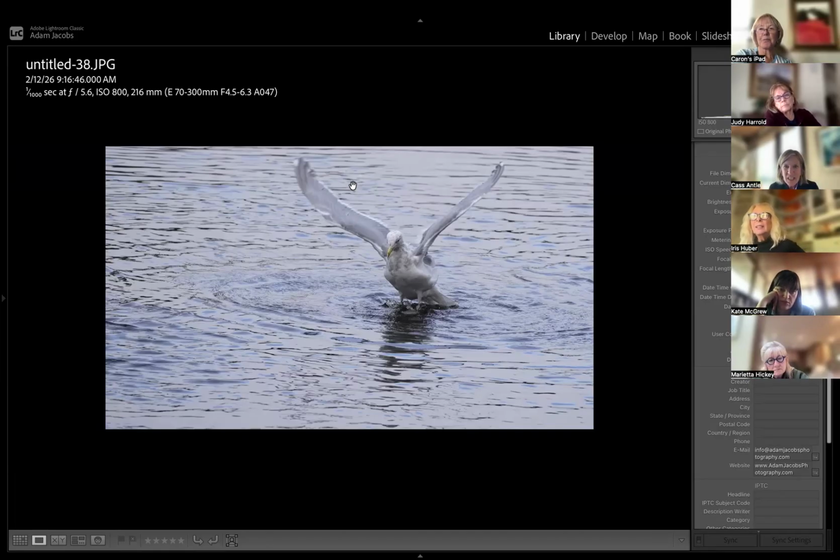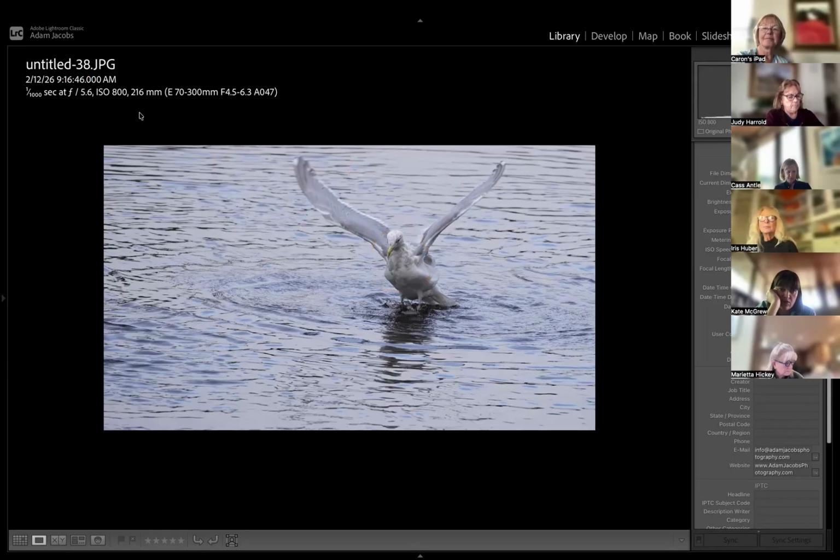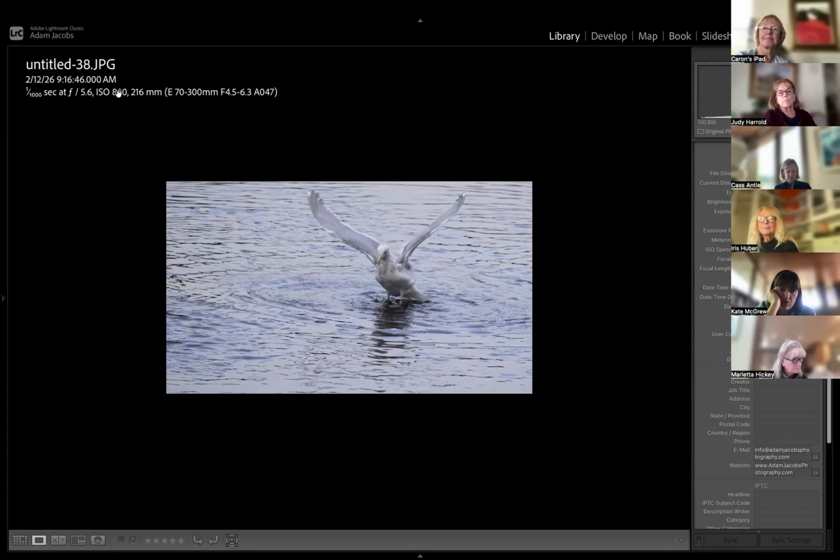The body's moving faster. Say that again, Karen, sorry. The body's moving faster. Other way around: the wings are moving faster. So the shutter speed here was great. This shutter speed is fast enough to freeze the bird, but not fast enough to freeze the wings. It's a great capture, really nice, composed nicely. The image in the top right-hand corner looks really good.